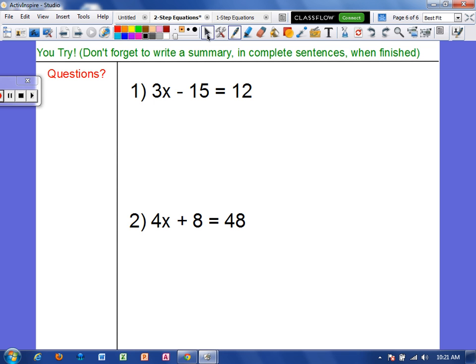Okay, now it is time for you to try. You can work these two problems. Make sure you show all of your work, check your answers, and graph them. If you're having trouble figuring out what to move first, just remember, cover up what you don't know, and then go from there.